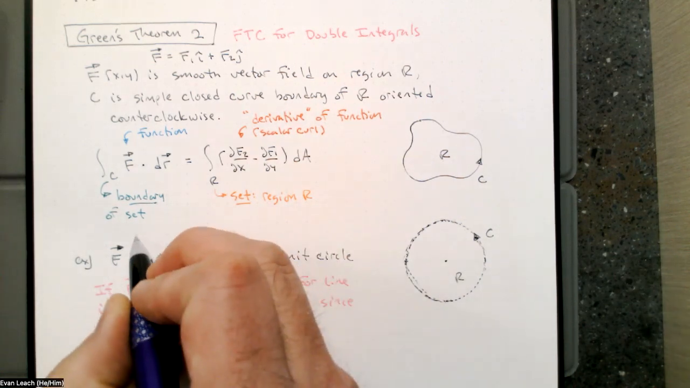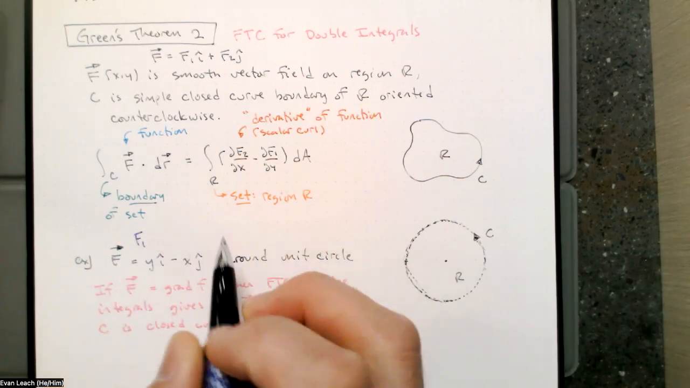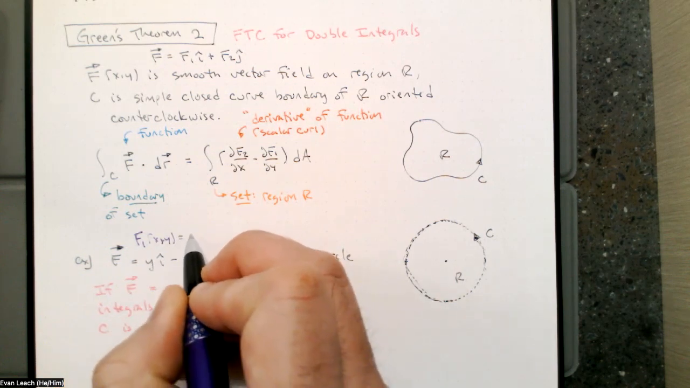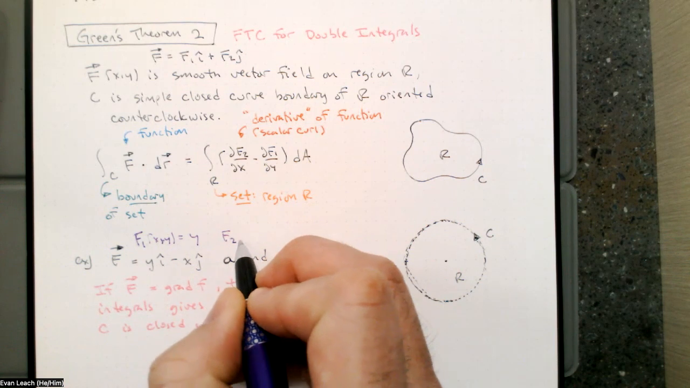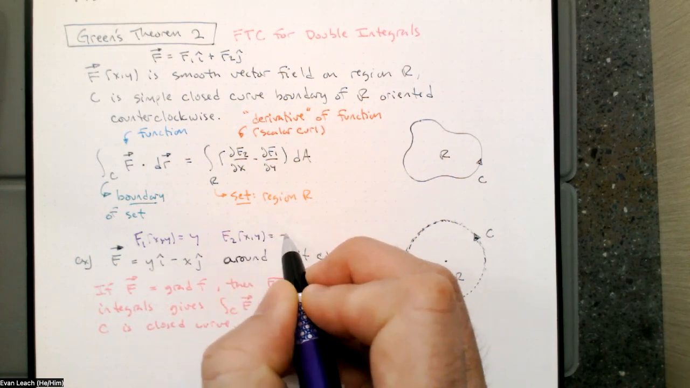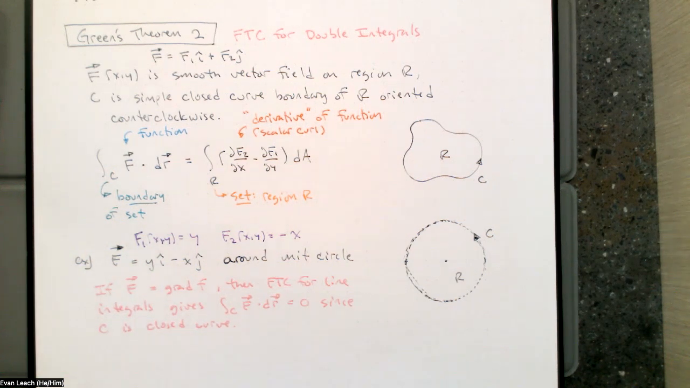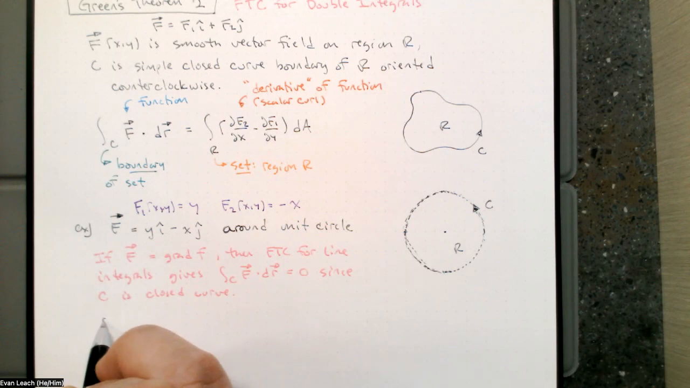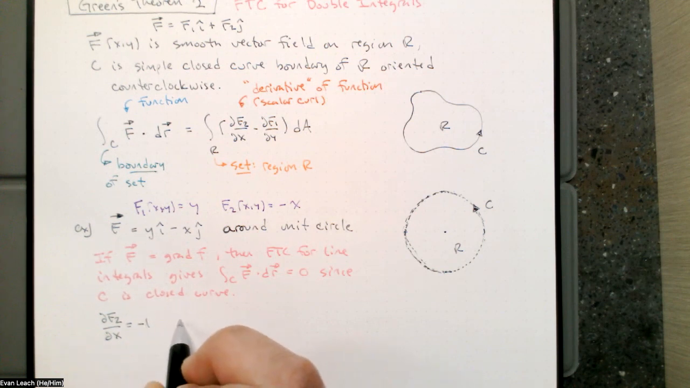So F1, just using this notation up here, F1 of xy is equal to y, and F2 of xy is equal to negative x. So if we take the partial of F2 with respect to x, we're going to check if it's a gradient field. The partial of F2 with respect to x is equal to negative 1, and the partial of F1 with respect to y is equal to 1.